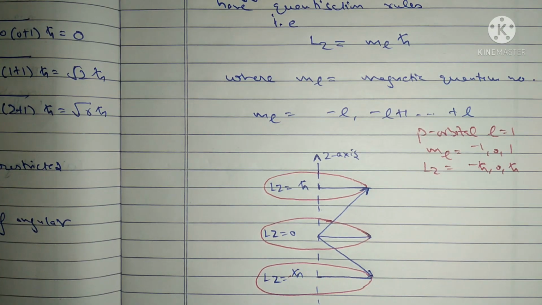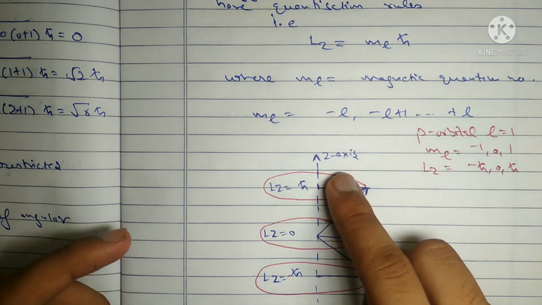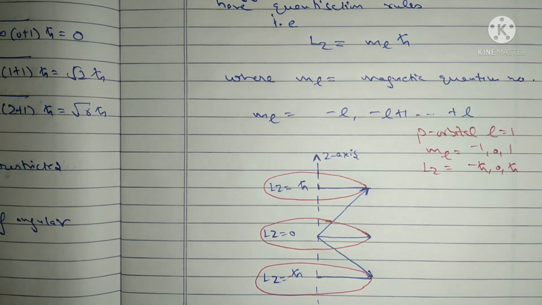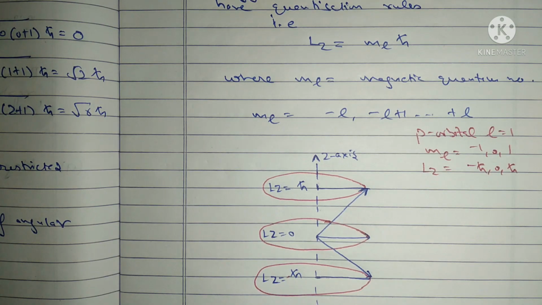So we can say that for the p orbital, Lz has particular values, that is, h cross, 0, minus h cross, which means the angular momentum direction has a quantized value. This whole phenomenon is called direction quantization. So we can say that there is quantization of angular momentum in magnitude as well as in the direction of the angular momentum.